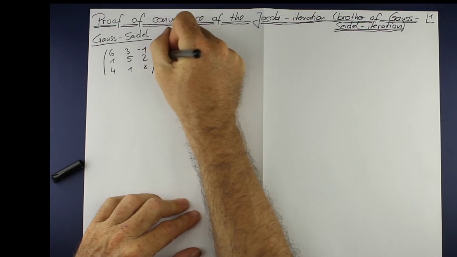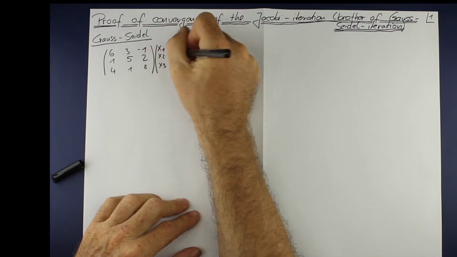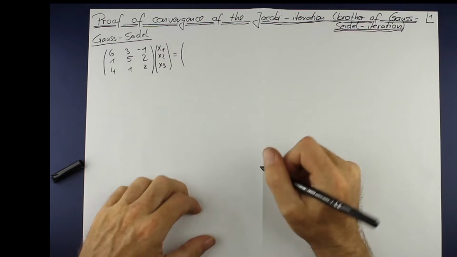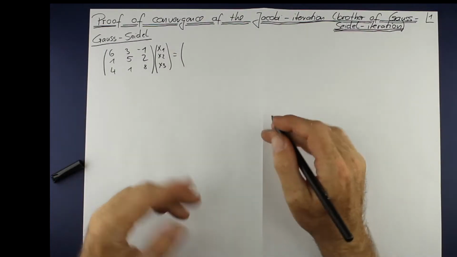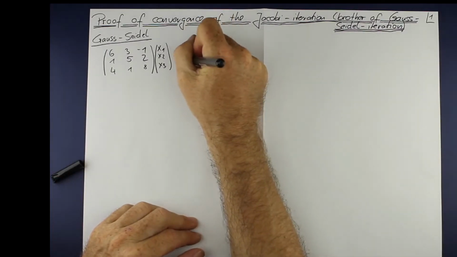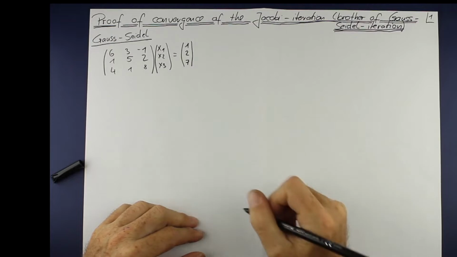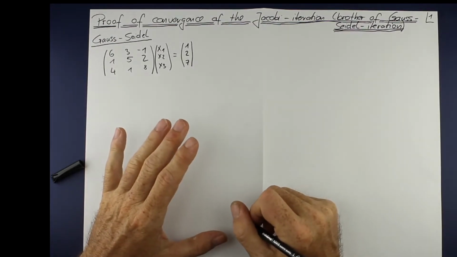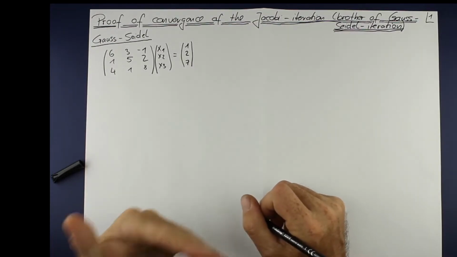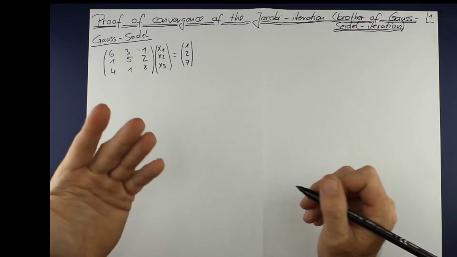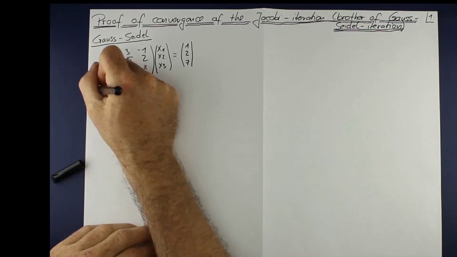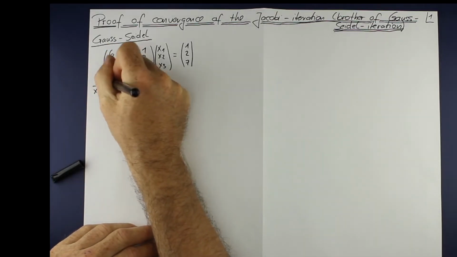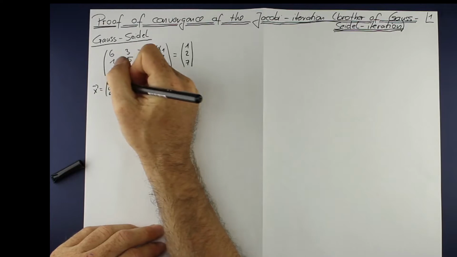Then we have the unknowns which we want to find, and then give me some right hand side. It doesn't matter which one. Okay, 1, 2, and 7. What is Gauss-Seidel? How does it work? We start with an arbitrary vector. If we know nothing, then let's start with the 0 vector, the easiest vector of all.